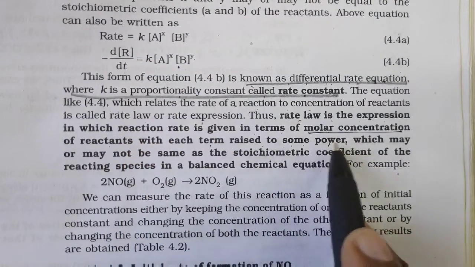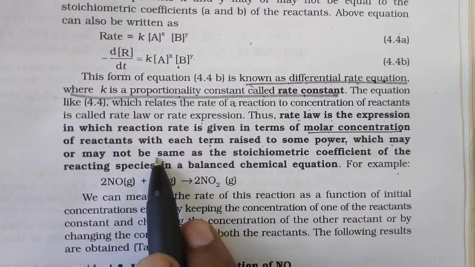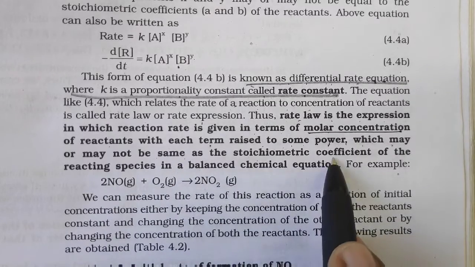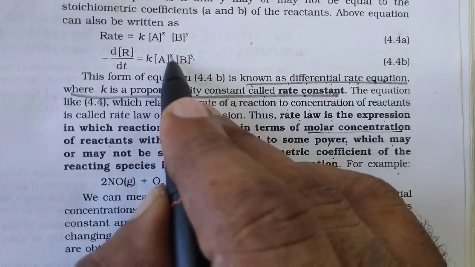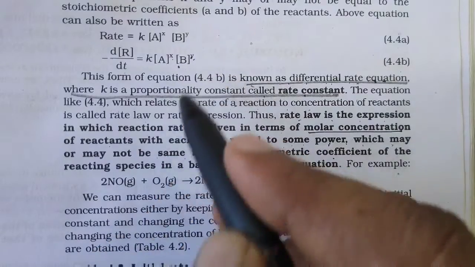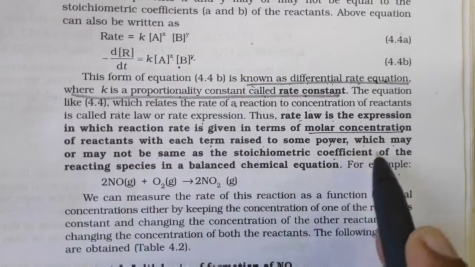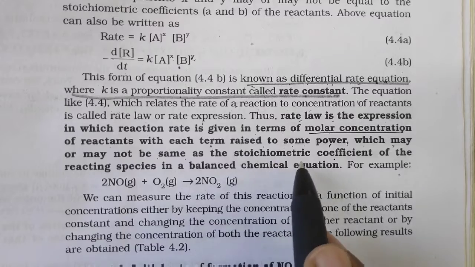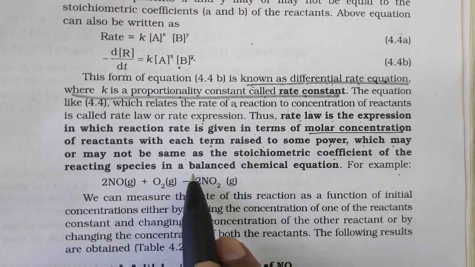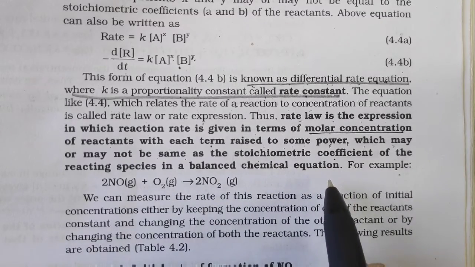Raised to some power which may or may not be the same as the stoichiometric coefficient, because I already explained that this x and y are the order of reaction. That is the topic coming next. So it is the order of reaction. Understood? Which may or may not be the same as the stoichiometric coefficient of the species in a balanced chemical equation.